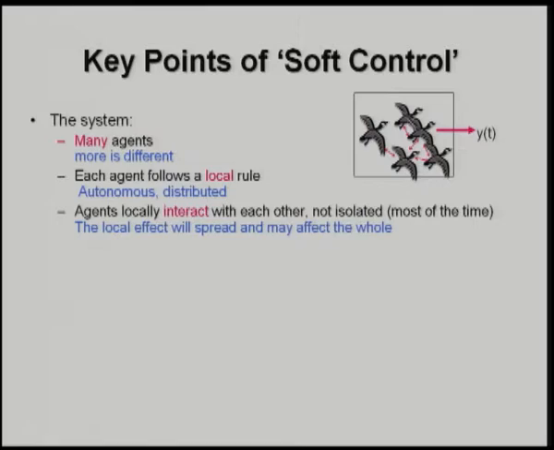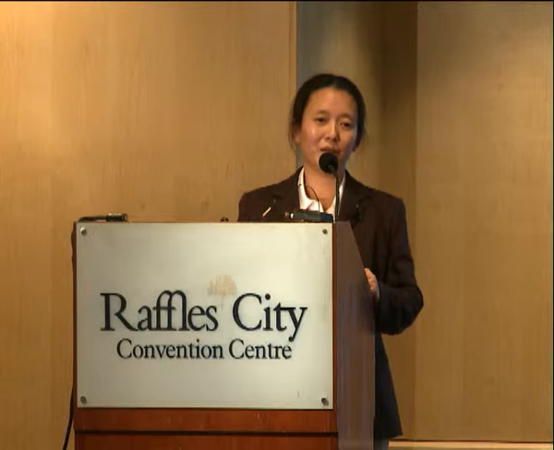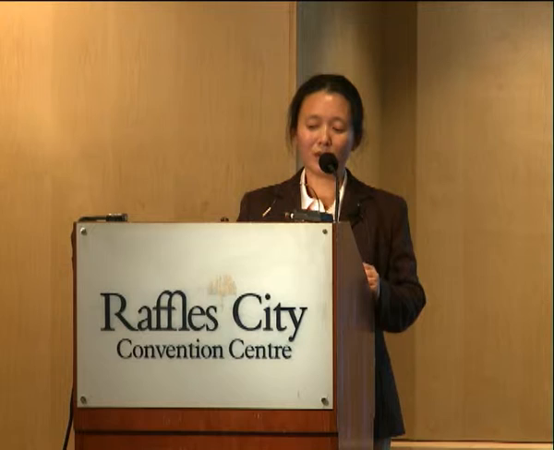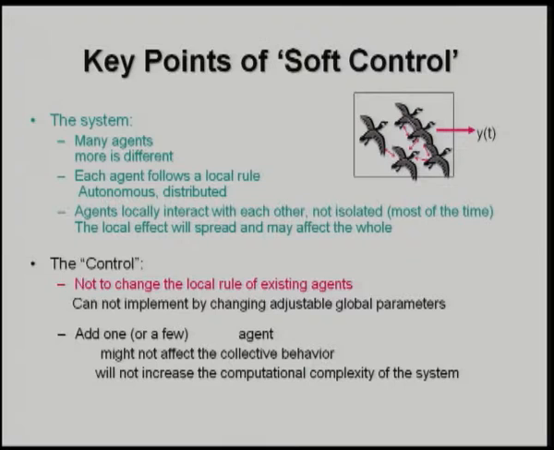Now, we want to control the collective behavior, but here we could not change the local rule of the already existing agents, and there are also no global parameters that you can adjust to achieve our goal. Then what can we do? Usually, we can add one or a few agents into the system, and this will not increase the computational complexity of the system, but it might not affect the collective behavior either.